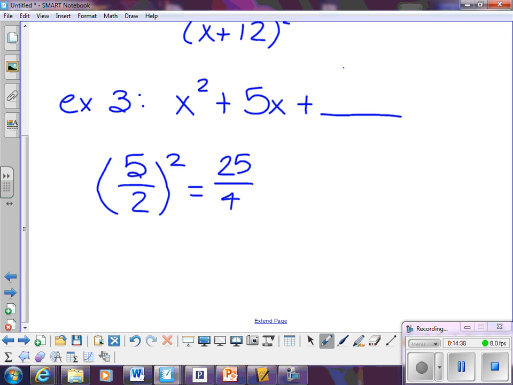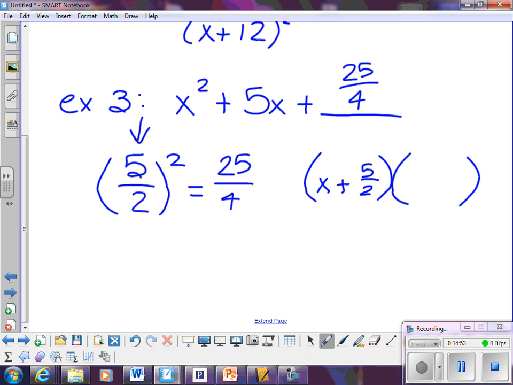So this means that's what I put here, right? 25 over 4. So when I break it down, what's it going to be? It's my original number, right? It's this number. That's the number that always goes there, right? So it's x plus 5 over 2. X plus 5 over 2, right?